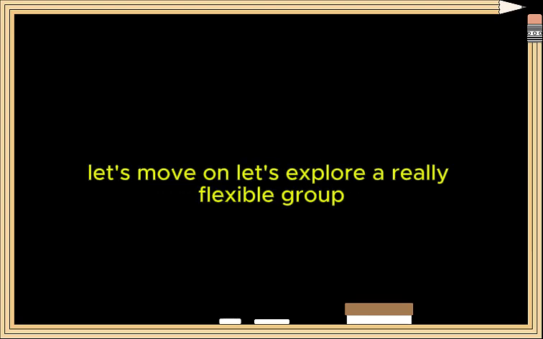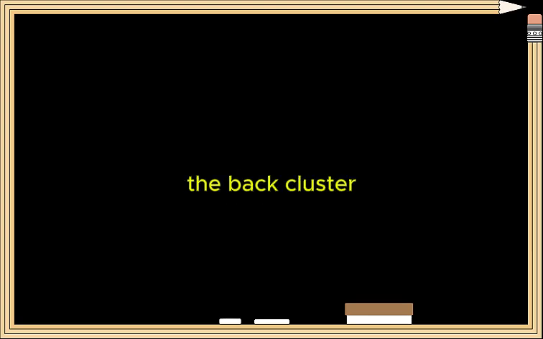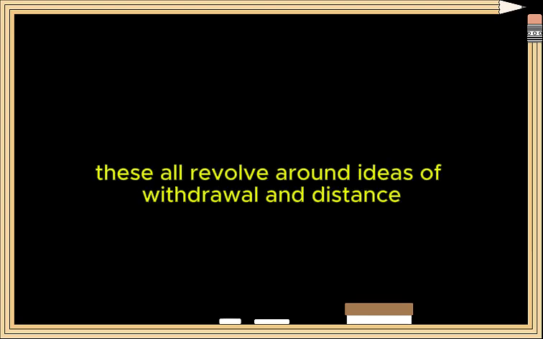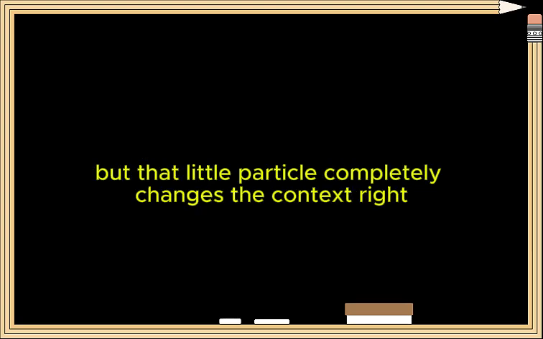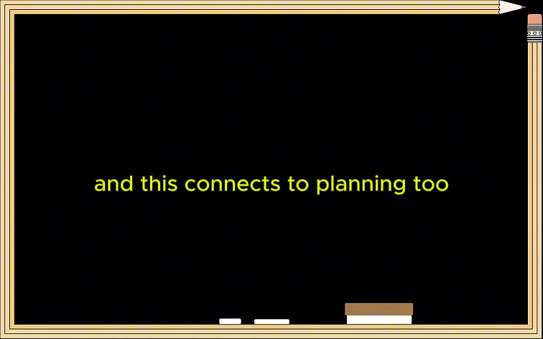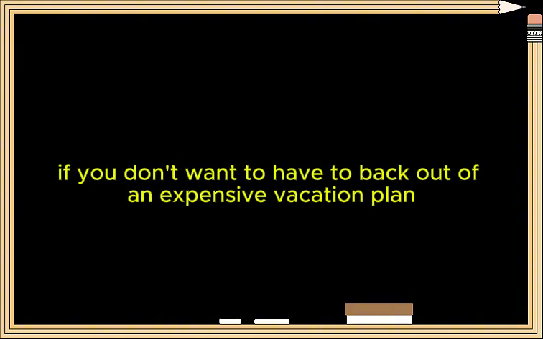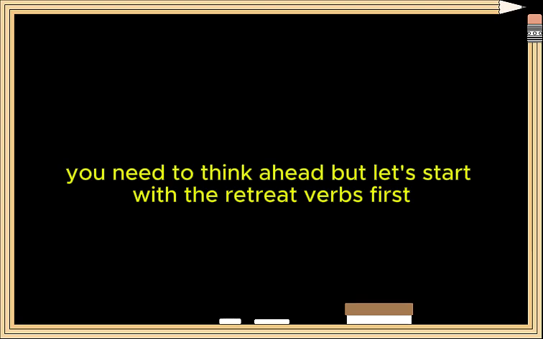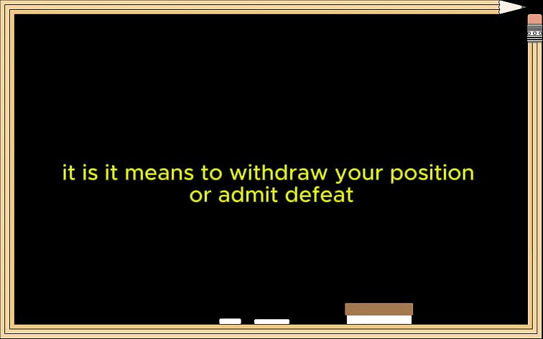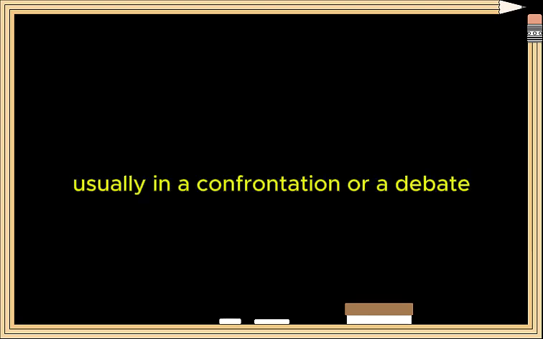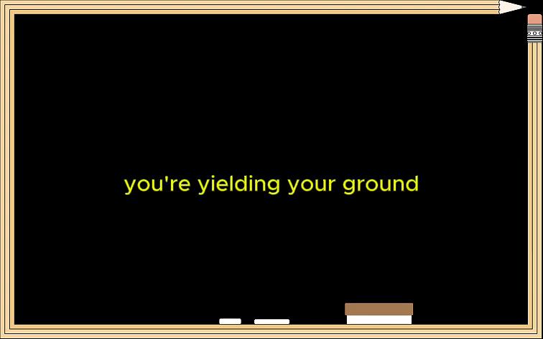Okay, let's move on. Let's explore a really flexible group, the back cluster. These all revolve around ideas of withdrawal and distance, but that little particle completely changes the context. Right. And this connects to planning, too. If you don't want to have to back out of an expensive vacation plan, you need to think ahead. But let's start with the retreat verbs first. How about to back down? To back down. This feels like it's about arguments. It is. It means to withdraw your position or admit defeat. Usually in a confrontation or a debate, you're yielding your ground.